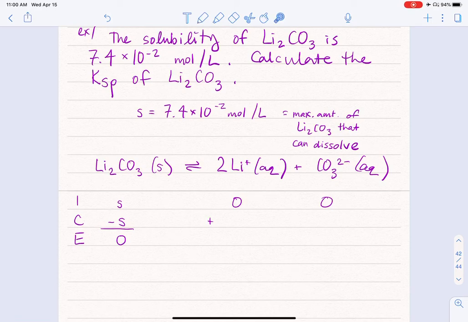I have to look at the stoichiometry, though. My ratio here, I need that balanced reaction because my ratio here is 2 to 1. So that means I'm going to need to gain 2S for the lithiums. And carbonate has a 1-to-1 ratio with lithium carbonate, so I'm just going to gain plus S there. So my equilibrium concentration for carbonate should be S, and my equilibrium concentration for lithium should be 2S. 0 plus 2S is 2S.